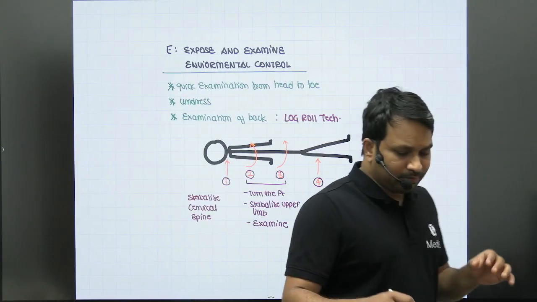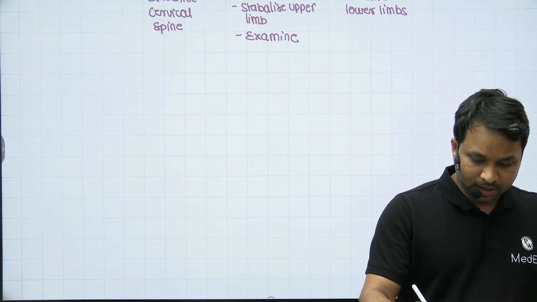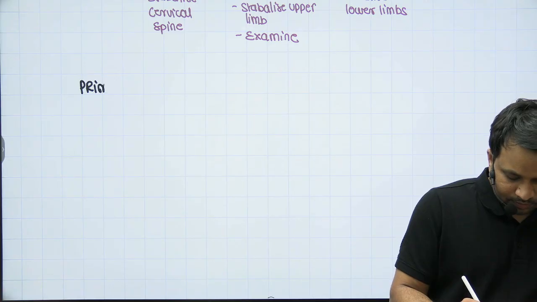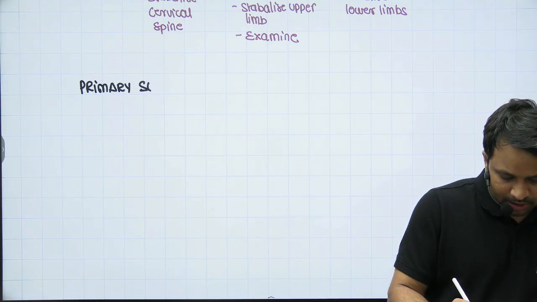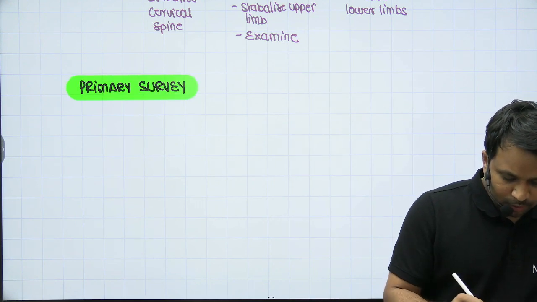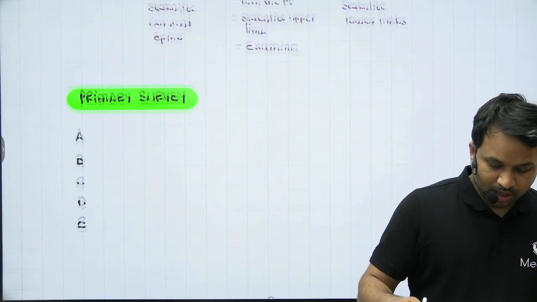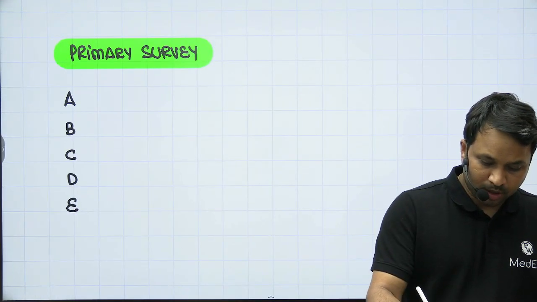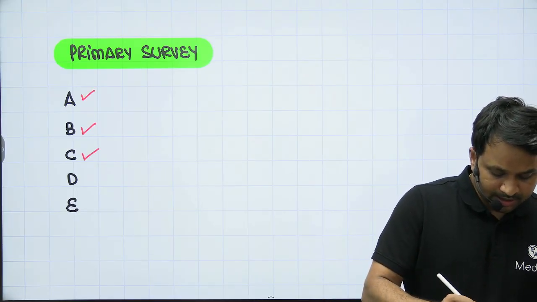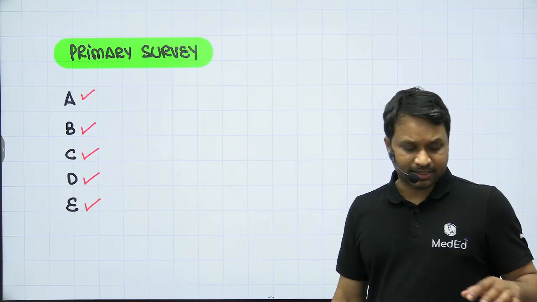Now this completes your entire discussion on our primary survey. When we had started the discussion on the primary survey, we had a protocol that is A, B, C, D, and E. In this, A, we spoke about how do we manage airway. B, we spoke about how we are going to manage the breathing. C, circulation. D is disability limitation. E is expose and examine.